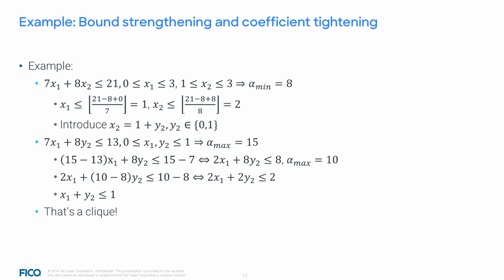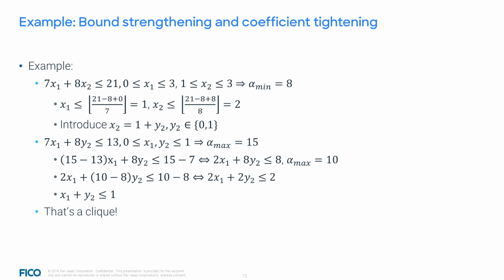Let's look now at a practical example of bound strengthening and coefficient tightening. We are given the linear inequality, 7x1 plus 8x2 less than or equal to 21, with x1 bounded between 0 and 3 and x2 between 1 and 3. Hence, the minimum activity is 8, which comes from the lower bound of x2. First of all, we apply the bound strengthening procedure, and we obtain 1 and 2 as new upper bounds for x1 and x2, respectively.